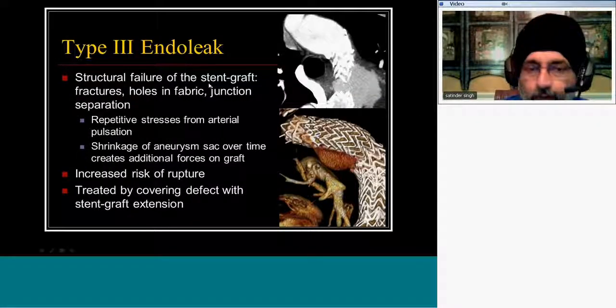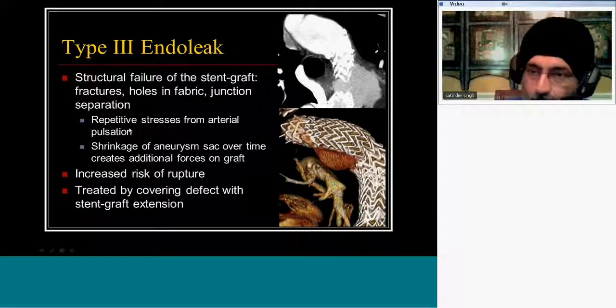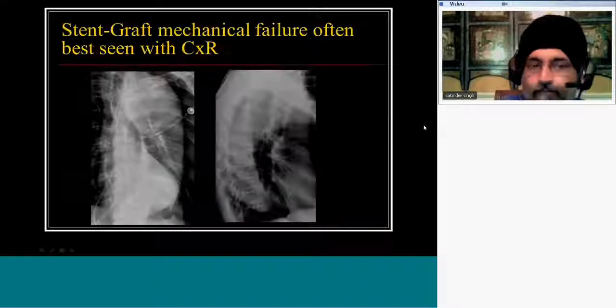The type 3 endoleak is due to structural failure of the stent graft, whether there is a hole in the fabric, or a fracture, or where multiple overlapping stents are there, there is separation. So that leads to endoleak. It usually occurs from repetitive stresses from the arterial pulsation. As the native aortic sac shrinks over time, it creates additional forces on the graft itself, and that can lead to stent distortion, fragmentation, or anastomotic disruption. Again, there is an increased risk of rupture, and these need to be treated, and are very easily treated. You can put another covered stent within the stent, and that's it.